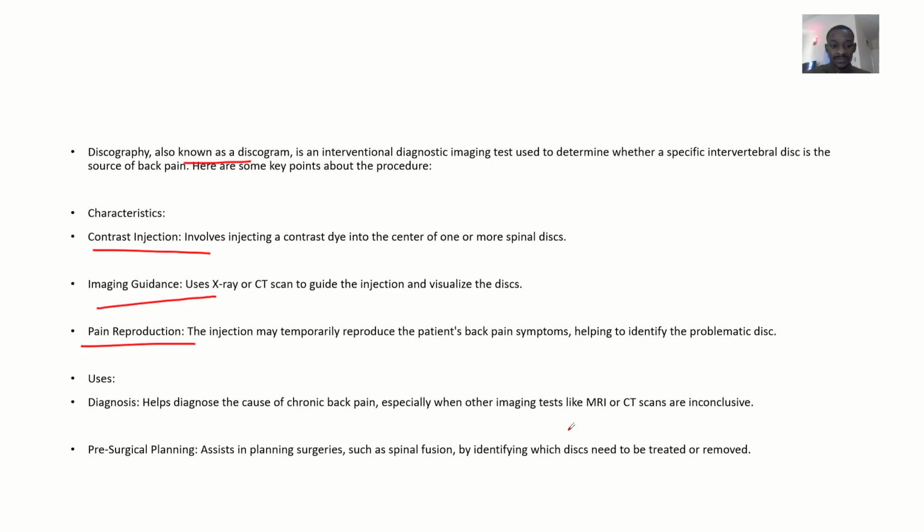Okay. Uses. This type of imaging modality, that's discography, is used to diagnose the cause of chronic back pain, especially when other imaging modalities like MRI or CT scans are inconclusive or they haven't actually yielded results. Okay. Then pre-surgical planning, it also assists in planning surgeries such as spinal fusion, mostly by identifying the disc that needs to be treated or removed.